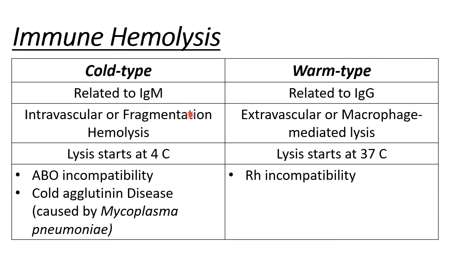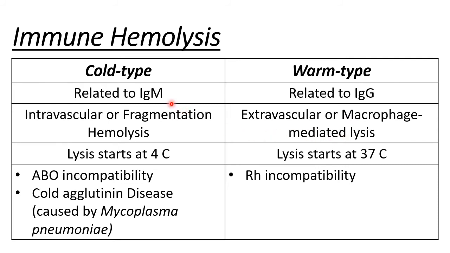And then, ano ba yung mechanism behind this hemolytic anemias? Sa mga cold type of immune hemolysis, dumadaan sila ng intravascular pathway or RBC fragmentation hemolysis. Sa warm type of immune hemolysis naman, extravascular or through the spleen. In other books, ang tawag natin sa extravascular pathway is macrophage-mediated lysis.